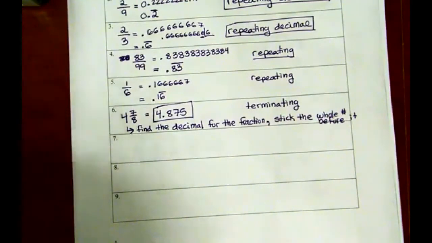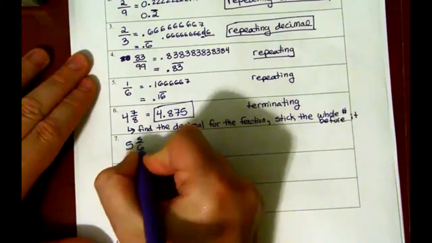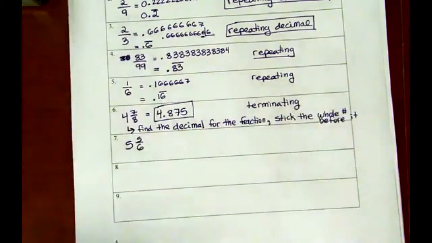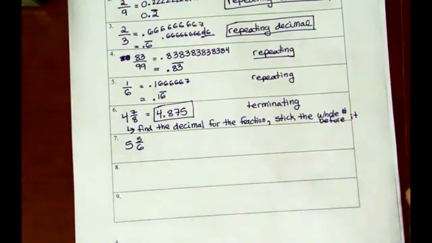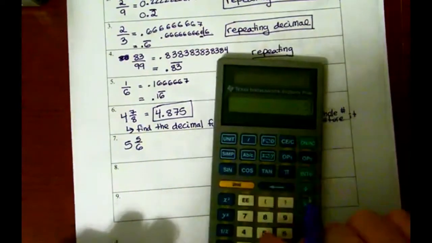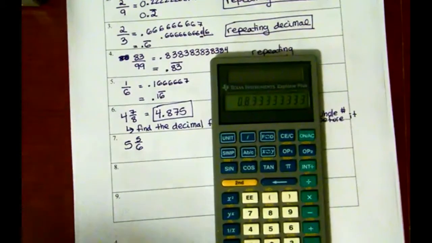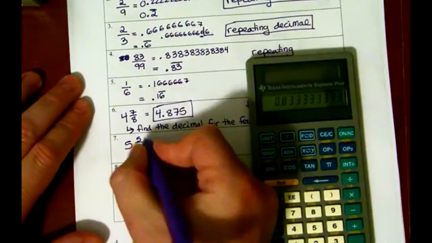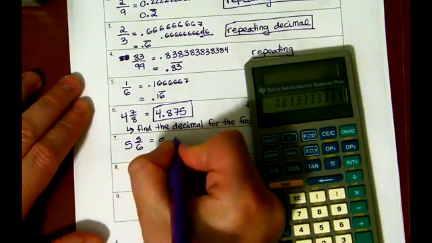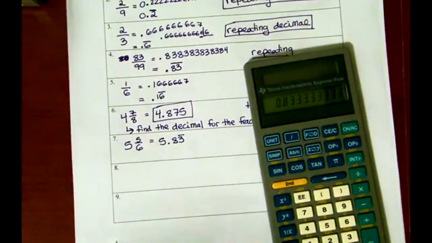Okay, next, let's do 5 and 5/6. You know what? I think you can do this. Go take a moment and change that into a decimal. So I'm going to go to the calculator. I'm going to do 5 divided by 6. That looks like 0.83 repeating with the repeating bar just over the 3. But don't forget about the 5 that was out front. I'm going to say 5.83, repeating bar over the 3, just the 3.